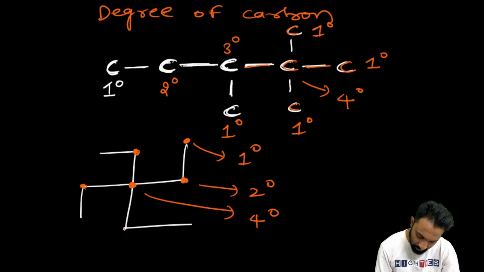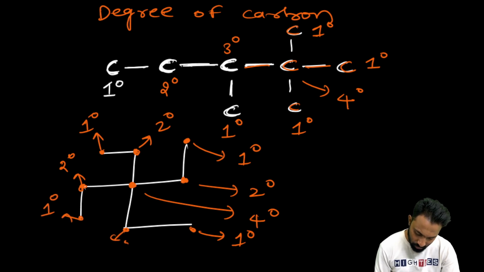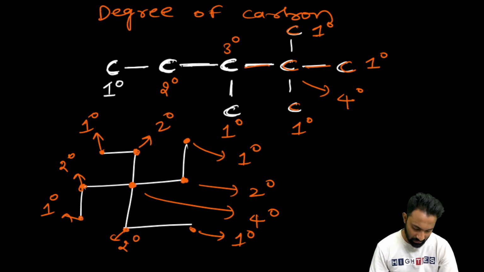1, 2, 3, 4. Now this is 1 degree. Now this is 2 degree. Now this is 1 degree. Now this is 2 degree. Now this is 1 degree. Clear? Now this is 2 degree. Clear? Now this is the degree of the carbon.